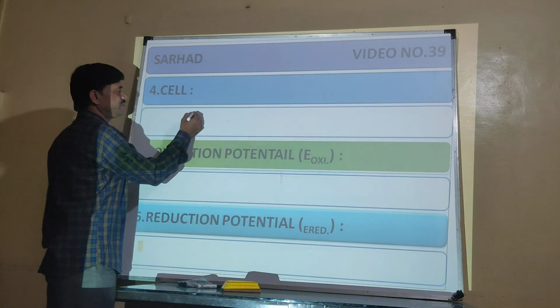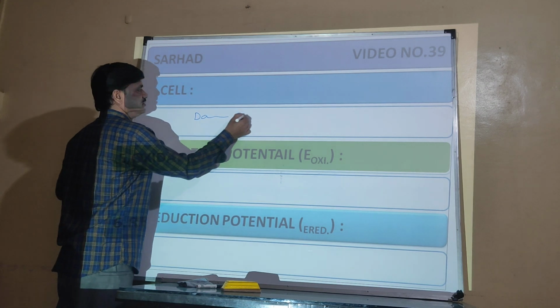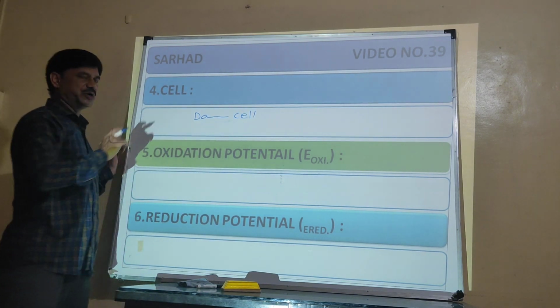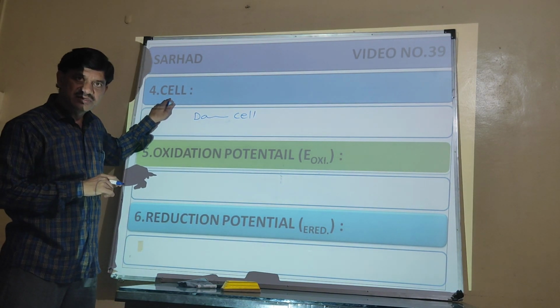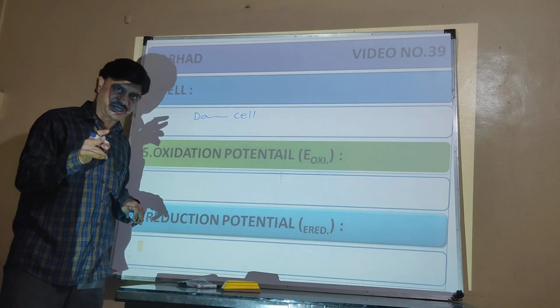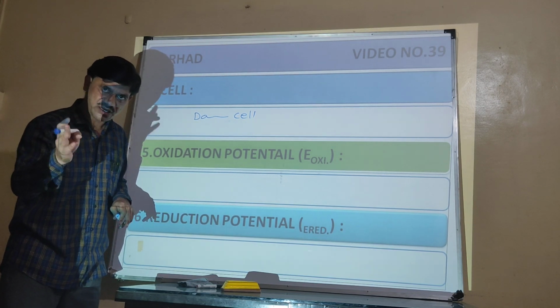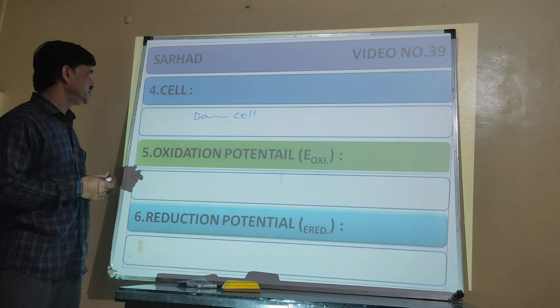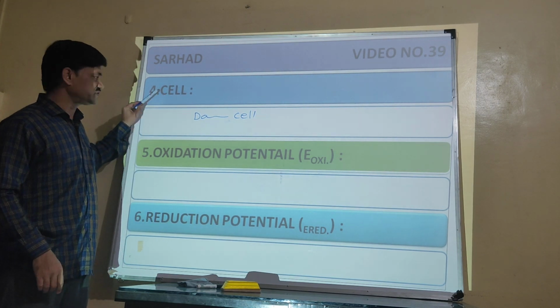So try to remember the Daniell cell. This is the example of a particular cell. It is a combination of two half cells. One is the zinc half cell, another is the copper half cell. So that assembly is called a cell.